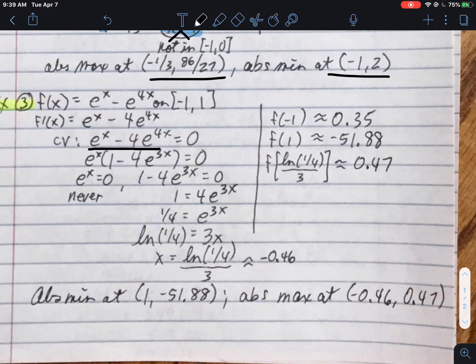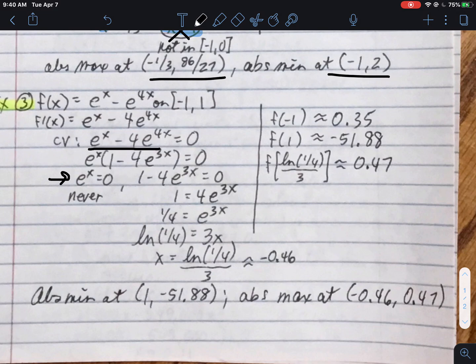Now this we've mentioned before. This is e to the x equals 0. Well, that's never going to happen because remember, e is a number, approximately 2.72. It's a positive number raised to a power. It's always going to be positive. It'll never be 0. So that doesn't come into play.